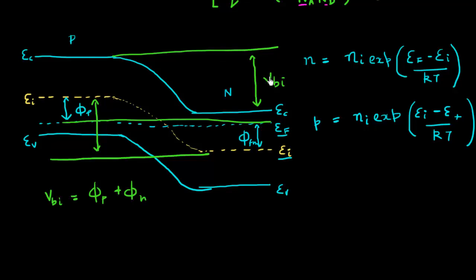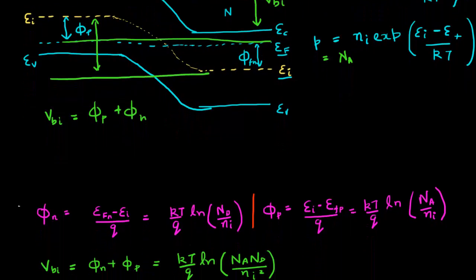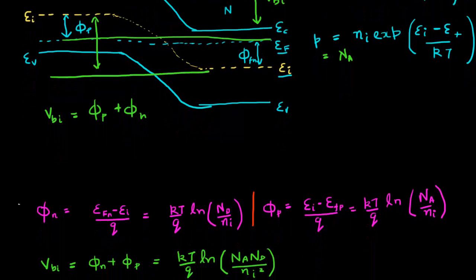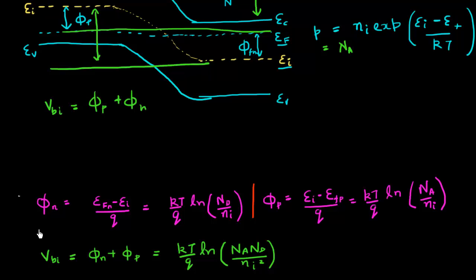And I also know that my carrier concentration on the N-type region is equal to Nd. So this would be equal to Nd. And similarly, this concentration of holes on my P-type region would be equal to Na. So then I can take a log of these two equations, and that basically gives me an expression for this phi n and phi p.